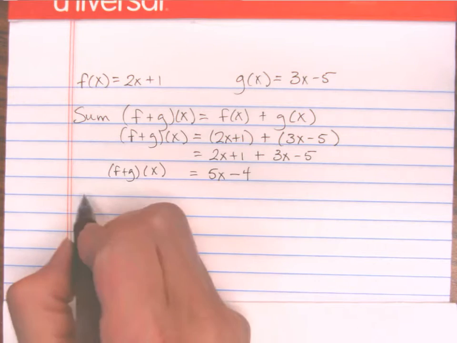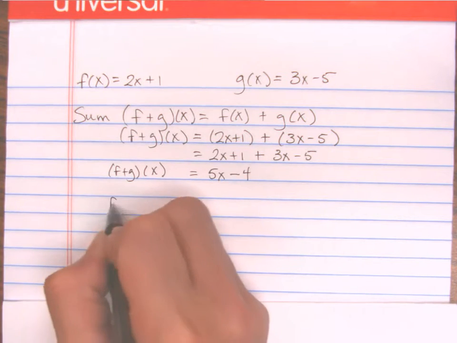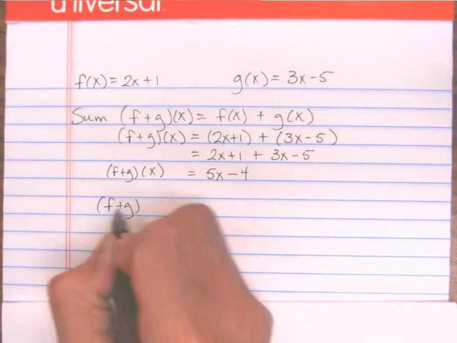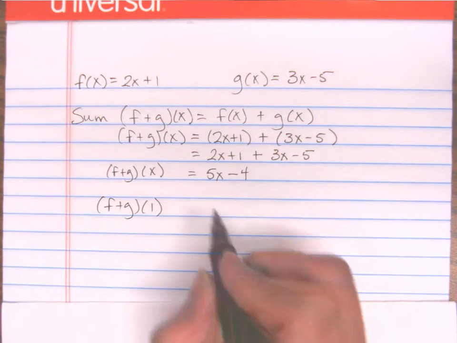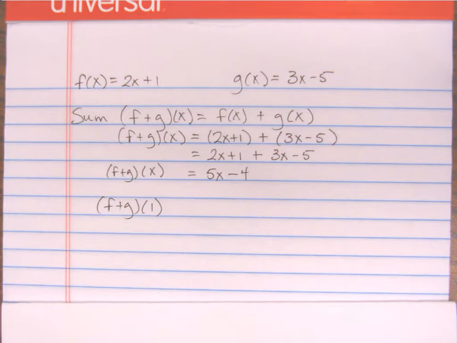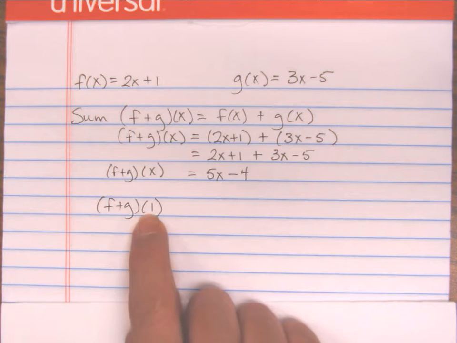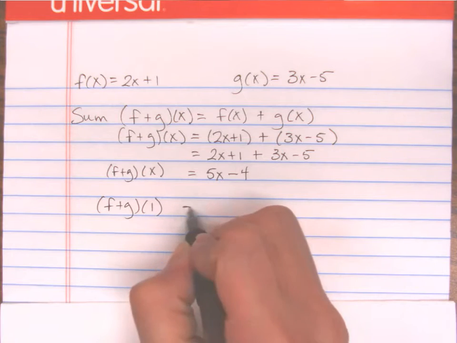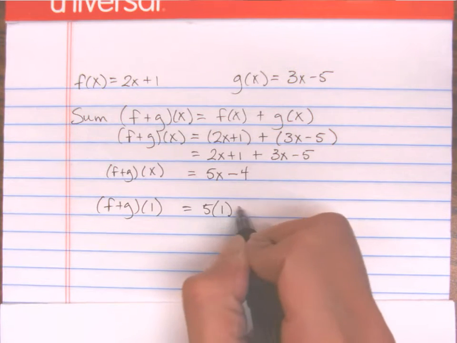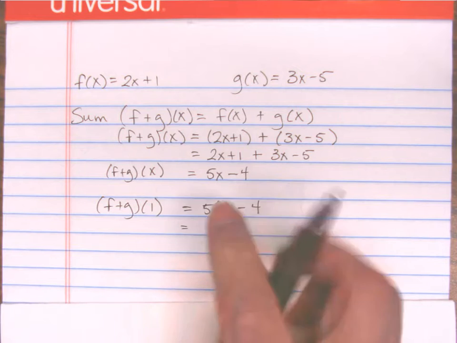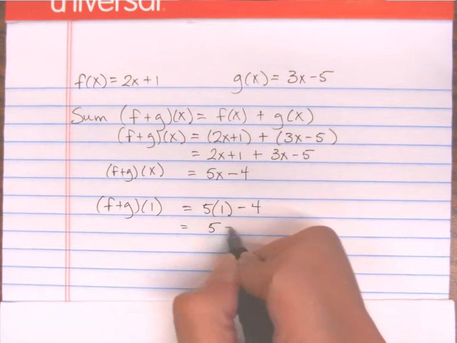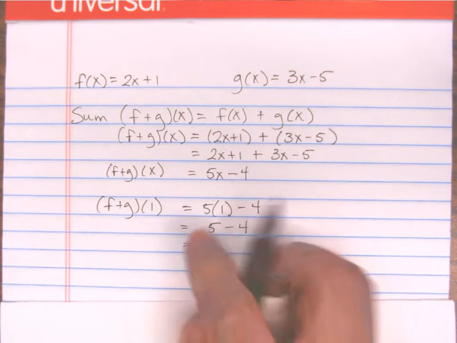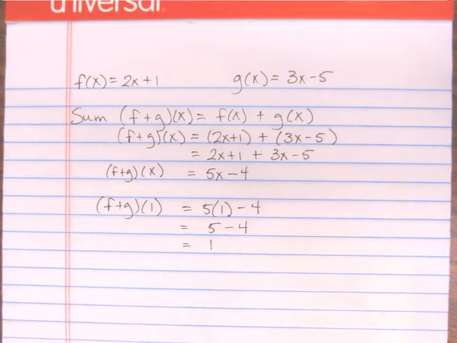Now let's say we want to evaluate f plus g of 1. Well, I'm going to do what I would normally do. I'm going to take my 1 and I'm going to plug it in everywhere I see an x. So that is equal to 5 times 1 minus 4. 5 times 1 is just 5 minus 4. And 5 minus 4 is just 1. Okay.